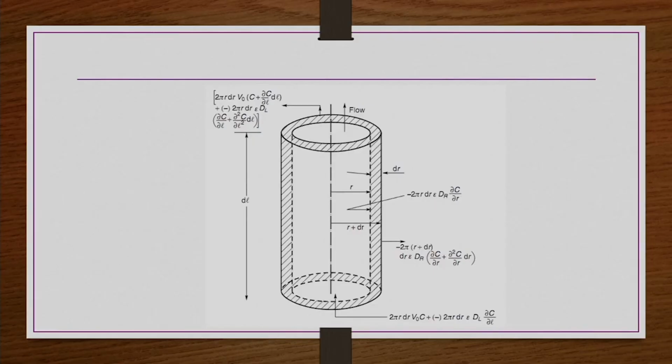Okay. So, pictorially we write the quantities that are entering here. The rate of material that is entering at the inlet because of the flow is 2 pi r dr V naught C. 2 pi r dr is the cross section area of the cell through which the material is entering, V naught is the velocity at which it is entering, and C is the concentration. This is because of the bulk motion.